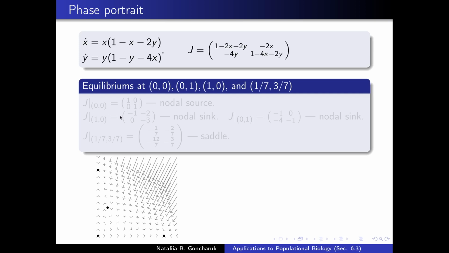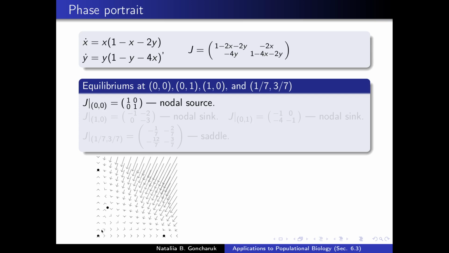The matrix of linearization is equal to the value of G at the corresponding point. So the linearization at 0, 0 will be, you just substitute 0 in this matrix and you get 1, 0, 0, 1. So the linearization at this point is a linear system with this matrix. This is a nodal source, because both eigenvalues are positive, which means that the nonlinear system also has a source.